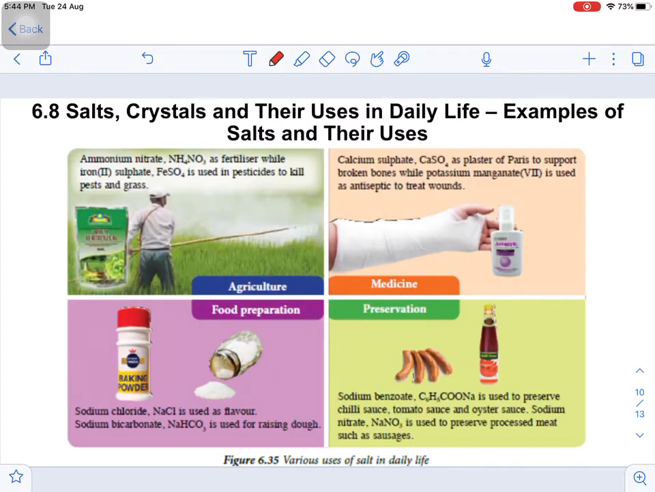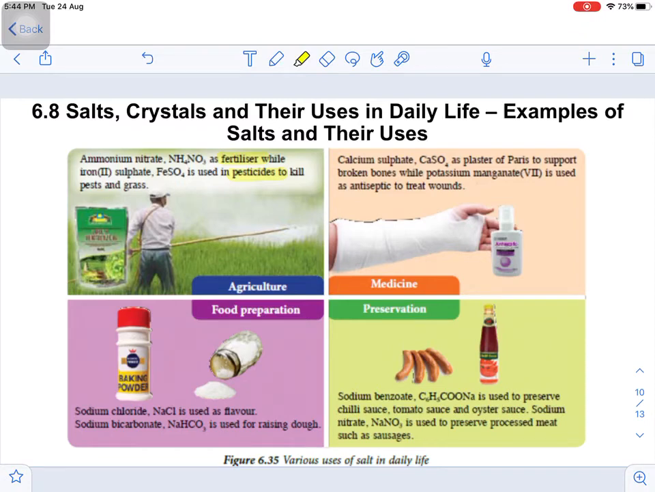Okay, now we go to example of salt and their uses. So yang ada dalam buku teks ni the basic one. Actually, there are various types of salt we use in daily life. Okay. In agriculture, we have fertilizer, we have pesticide. So, petani, kalau pokok tak subur, we need to put fertilizer. Okay, in order to give nutrient to the plant. But sometimes, during kita proses penanaman tu, akan berlaku serangan daripada makhluk perosak ataupun serangan daripada rumpai.